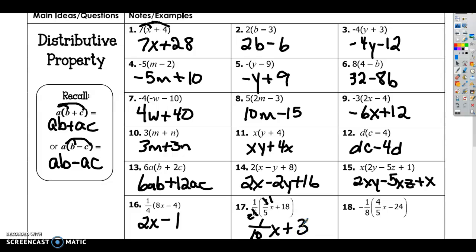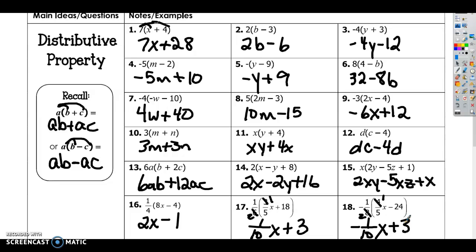All right, number 18, we have -1/8 times 4/5. Again, the 4 and the 8 will reduce, so I can reduce those by 4. 4 goes into 4 once, 4 goes into 8 twice. Then I just multiply across, I get -1/10 x again. And then 24 divided by 8 is 3. Since I have a negative on the outside and a negative here, I'm going to have two negatives make a positive. So 24 divided by 8, that would be a 3.